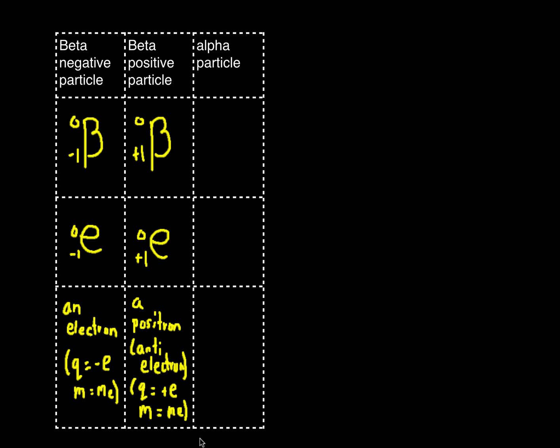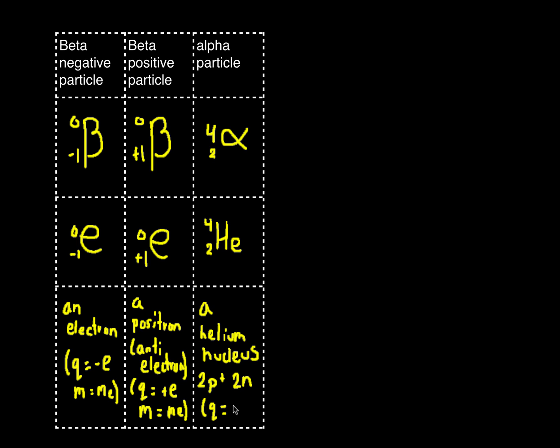Next, we have an alpha particle. The symbol for that is Greek letter alpha, with 4 nucleons and a charge of 2. It's essentially just a helium nucleus, so you might also see it written as helium 4, 2. The alpha particle was discovered before the nucleus was discovered. We now know that the alpha particle is a helium nucleus and not a special kind of particle itself. It's made of 2 protons and 2 neutrons, with a charge equal to 2 times the elementary charge.